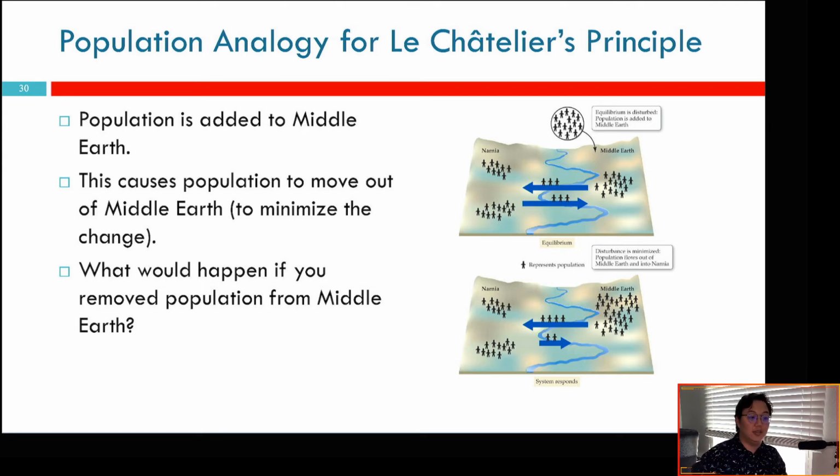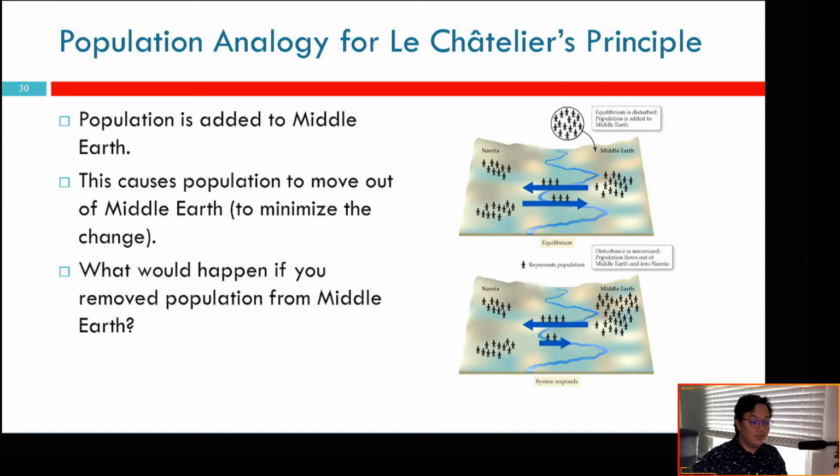Suddenly we have this huge population boom in Middle-earth. How is this going to affect this equilibrium? Well, because we've added more people to Middle-earth, we're going to get more people who are going to want to leave Middle Earth because it's now too crowded for them. So they're going to balance back out, and the system's going to respond by shifting to the left towards Narnia. We're going to shift more people from Middle Earth to Narnia.